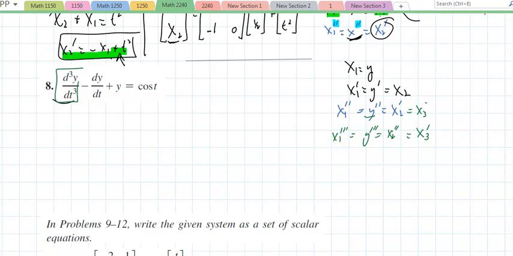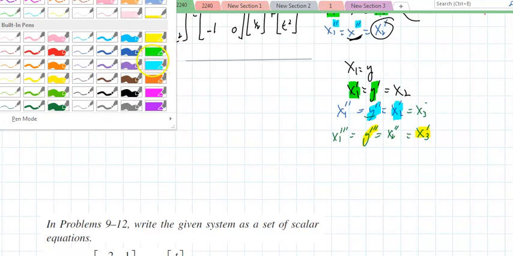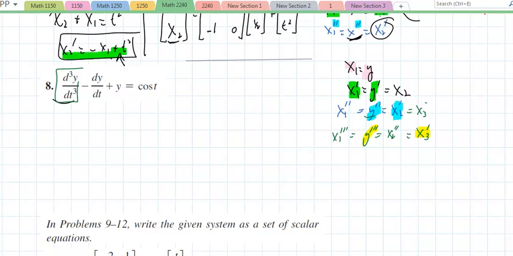So if I really look at this, I have a third derivative in terms of x1 prime, I have a second derivative in terms of x sub 2 prime, and I have a first derivative, and of course the function itself. So if I really look at this, I know for sure how this is going to work. This is really x sub 3 prime minus y prime. Isn't that x sub 2? Plus y. Isn't y x sub 1? And that's the cosine of t.